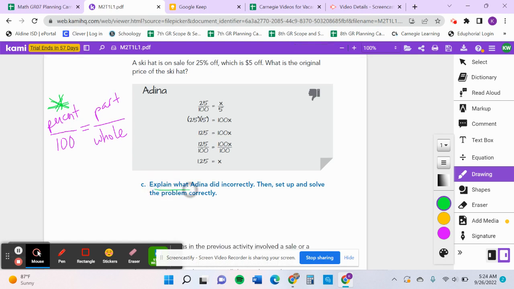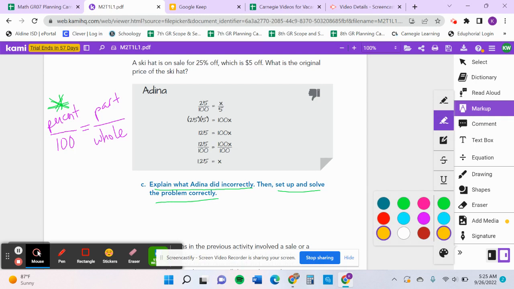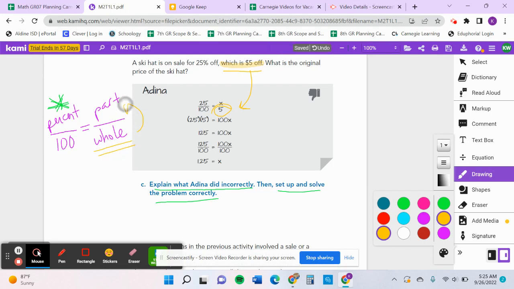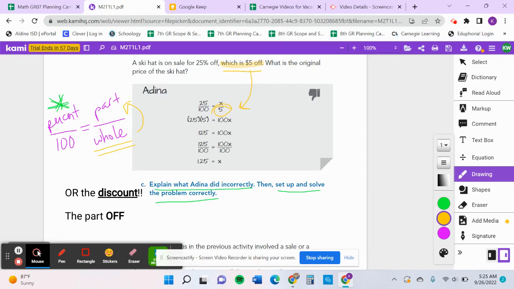Now we're going to explain what Adina did incorrectly and then set up and solve the problem correctly. Automatically looking at Adina's work, I can tell that the $5 that she annotated, $5 off, is in the incorrect place, as that is the discounted price. So I know that 5 is not the discount, is not the whole, but is the part that she has to pay. All right, let's set this up.